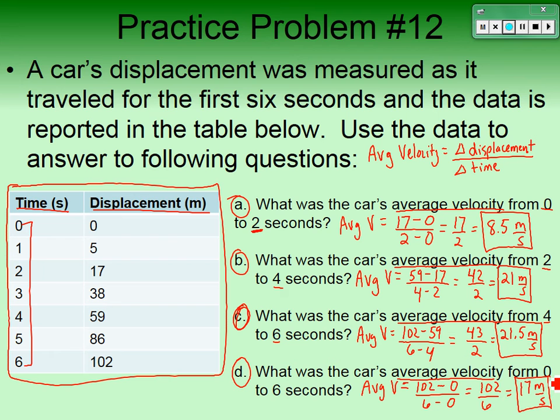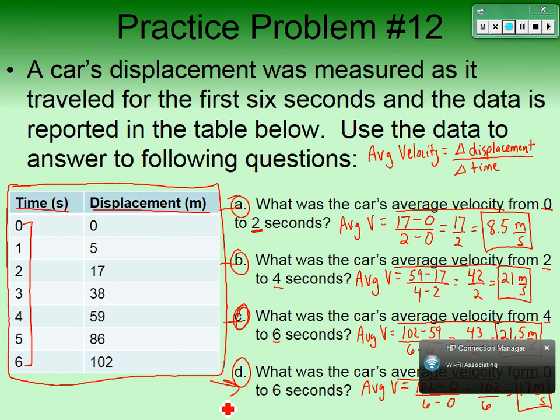Now let's stop and talk about what this means. So if you were talking about the motion of this car, at part A it started at 8.5, so it's going kind of relatively slower compared to the other sections. Part B, it sped up to 21, and from 4 to 6 seconds on part C, it sped up a little bit more to 21.5 meters per second, and if you average the whole trip, it averaged 17 meters per second.